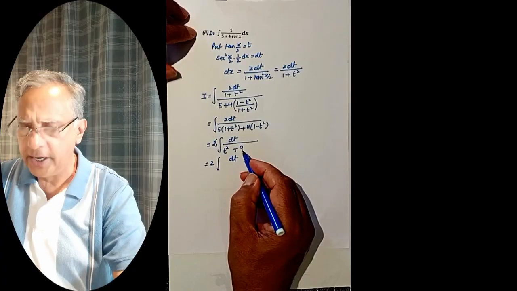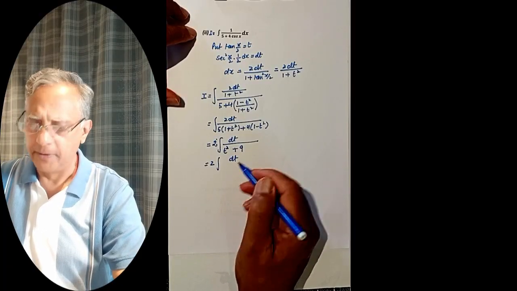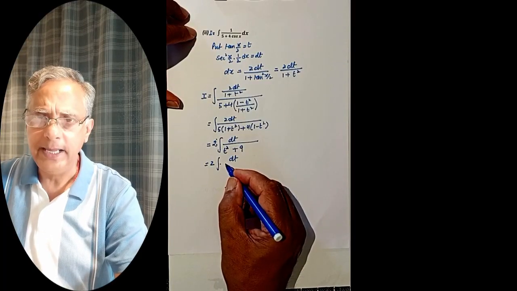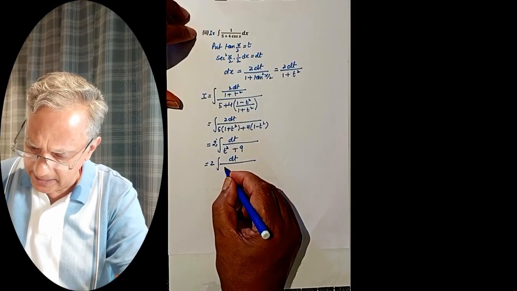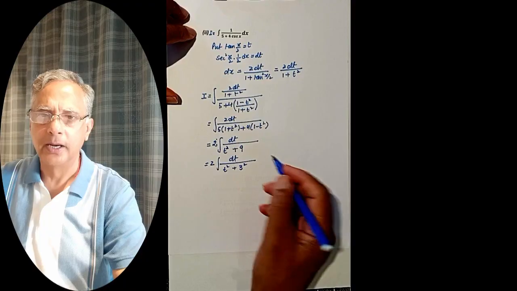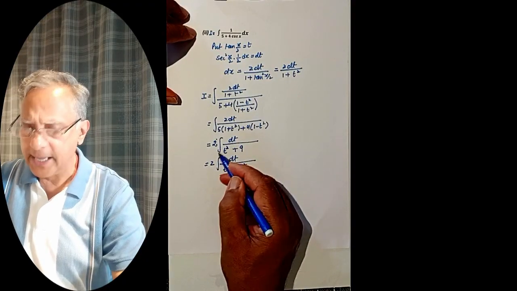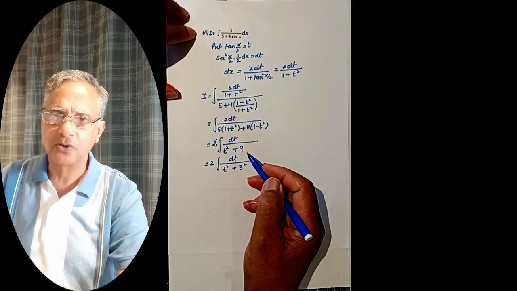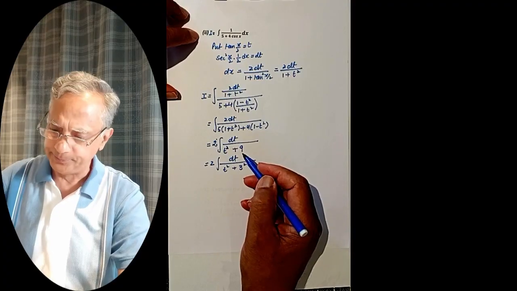Now this is already a sum of two perfect squares, so we need not do any step. We can directly write this as t square plus 3 square. Otherwise, this quadratic has to be written as a sum or difference of two perfect squares.